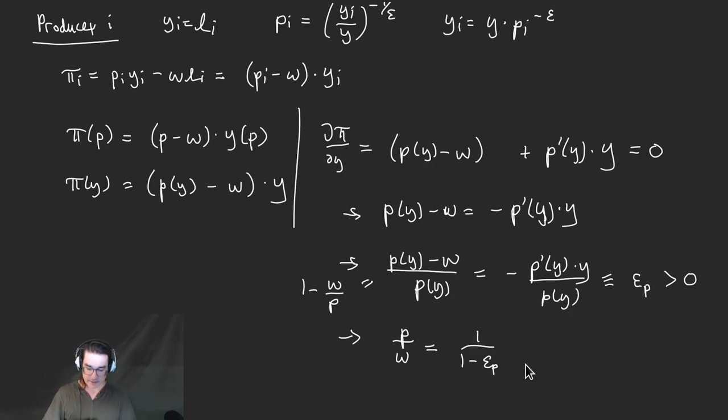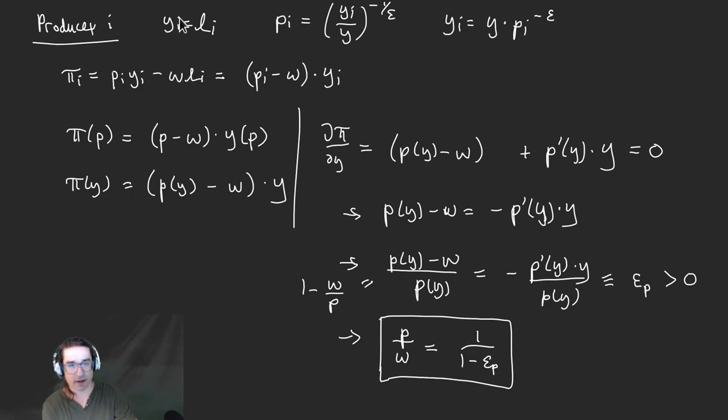Well, I guess this is in some sense a result. In a general sense, if you have this simple situation with linear production and you have a certain elasticity of price, and you think about what's your price markup over cost at the optimal production level, it's going to be this thing here, 1 over 1 minus that elasticity.